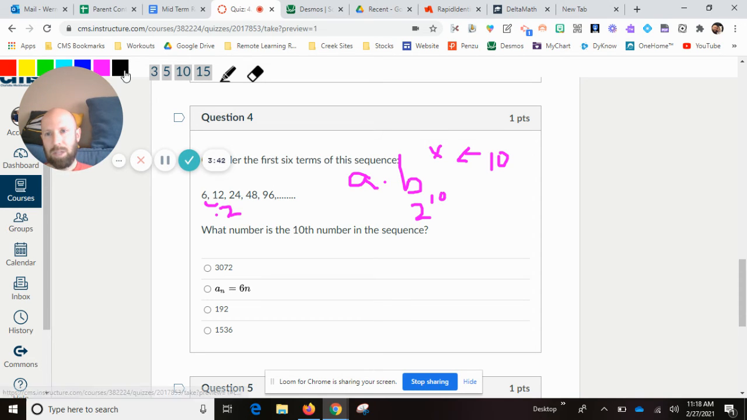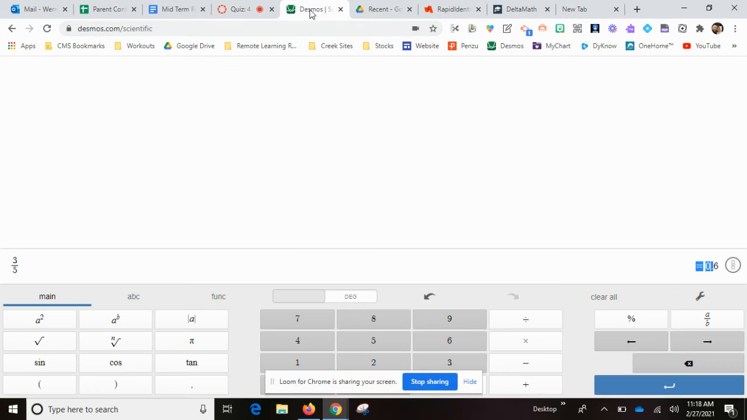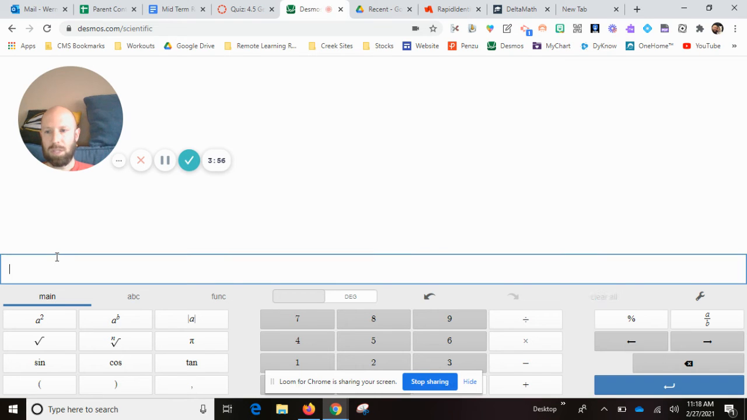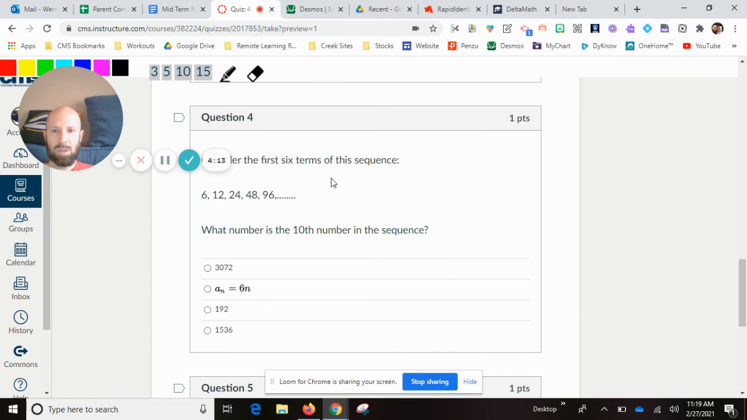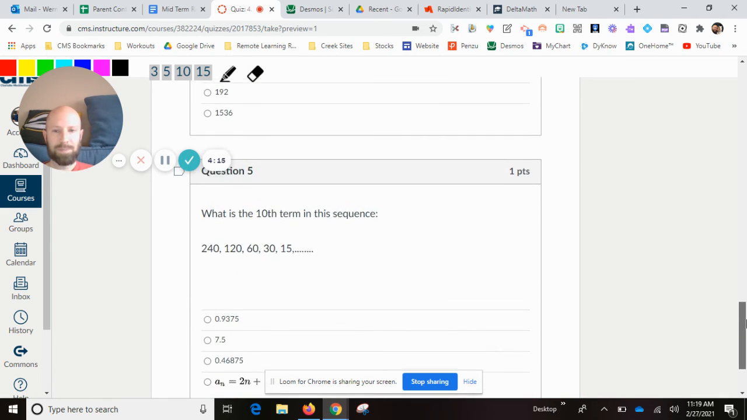To find the A, we need the original value. So we're going to go backwards. Instead of timesing by 2, we'll divide by 2. 6 divided by 2 is 3. So our initial number is 3. So into Desmos, we're going to do 3 times 2 to the 10th. Our answer is 3072. 3072, there it is. And let's move on to the 5th and final question.